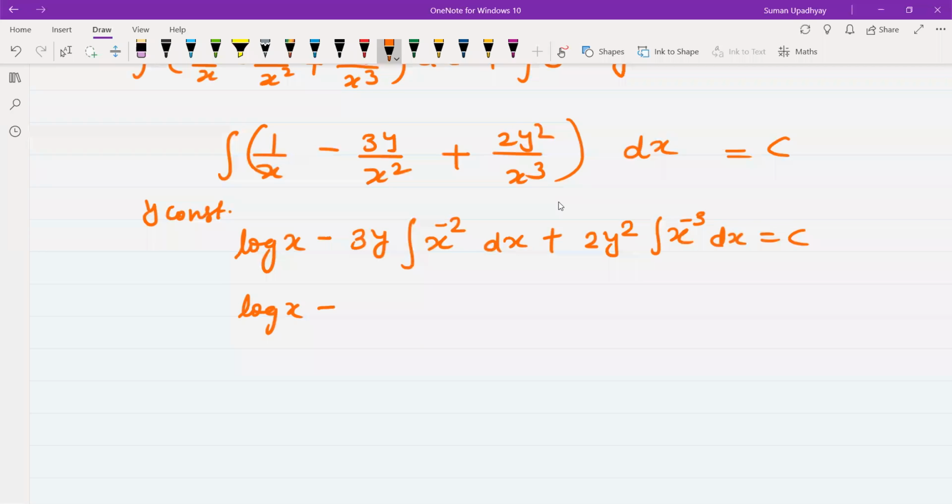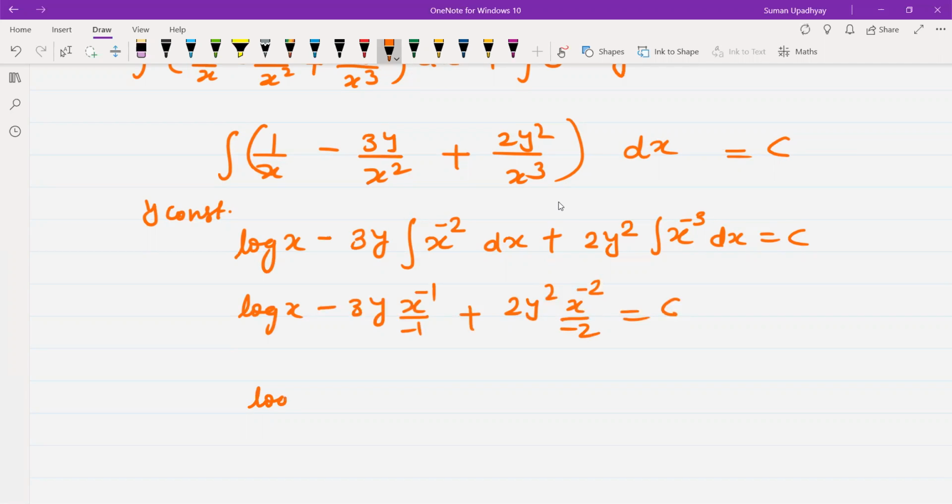So log x minus 3y. What is the integration of x raised to minus 2? It is going to be x raised to minus 2 plus 1, so minus 1, upon minus 1. Plus 2y square. What should I write over here? x raised to minus 3 plus 1, that is x raised to minus 2, upon minus 2. Absolutely right. Equals integration constant.